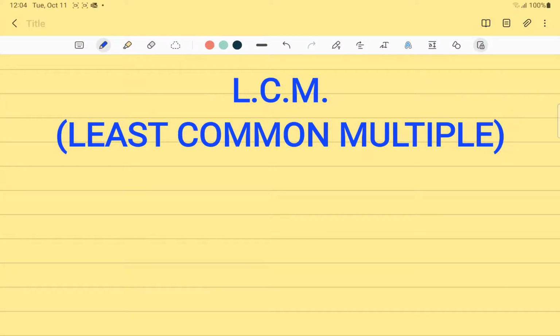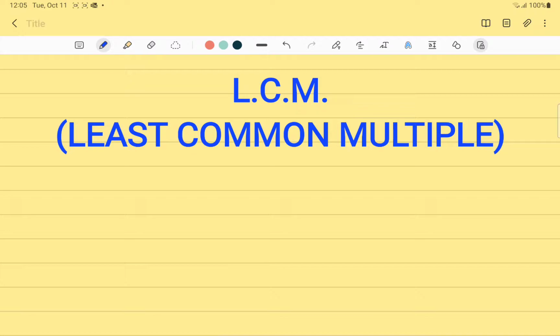In this video we are going to learn how to find LCM. LCM means least common multiple of two or more numbers. Before we proceed with the solution, let us understand what LCM is. By LCM of two or more numbers, we mean the smallest number that can be divided by those numbers.